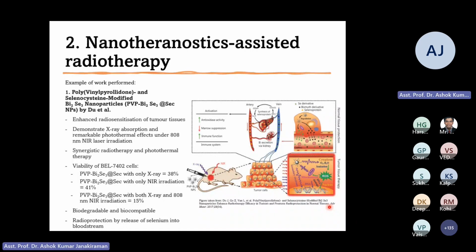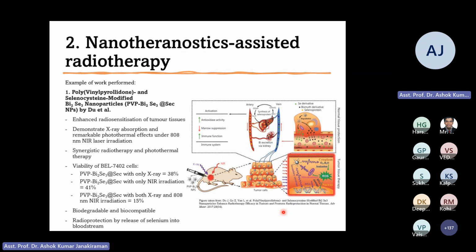Mucositis, right? Even if a cancer patient undergoes radiotherapy, they can get that mucositis. Not only the patient, but also the technicians who are involved in the radiotherapy will be affected. So in this case, they can use the selenocysteine-modified bismuth selenide nanoparticle. It may promote radioprotection in the normal tissue. So this is an added advantage.